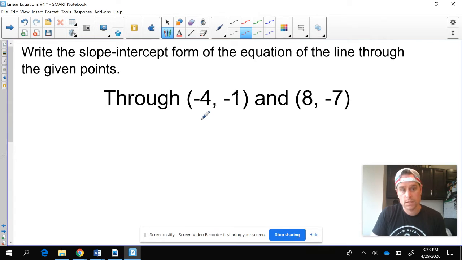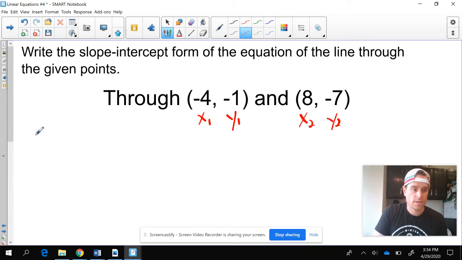Let's go. We want to write the slope-intercept form of an equation of a line to the given points. Again, we don't have slope here, and we don't have the y-intercept. So the first thing we're going to do is find the slope. Let's label this x1, y1, x2, y2. And we're just going to use our formula.